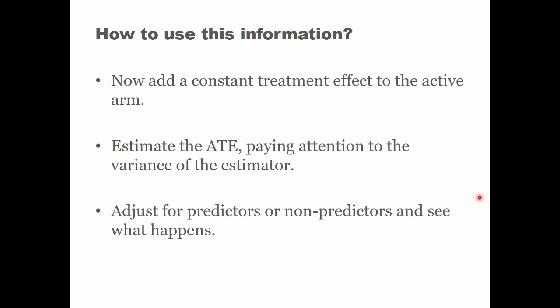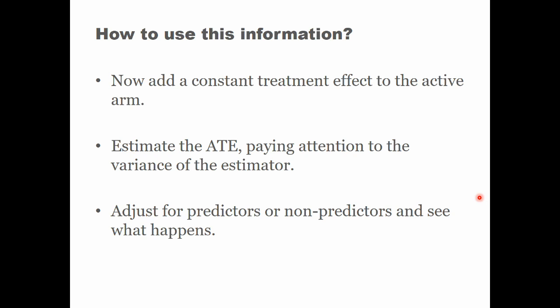Now, let's think about how to use this information. Hopefully at this point we understand why it doesn't make any sense to go through table 1 and just pick out the significant things and use those. But what can we do? We can look at this and actually model some stuff. What we're going to do is take our simulation and add a constant treatment effect to the active arm. This is simulating the idea that this randomly allocated arm actually comes with something that does something. We're going to add something to their outcome.